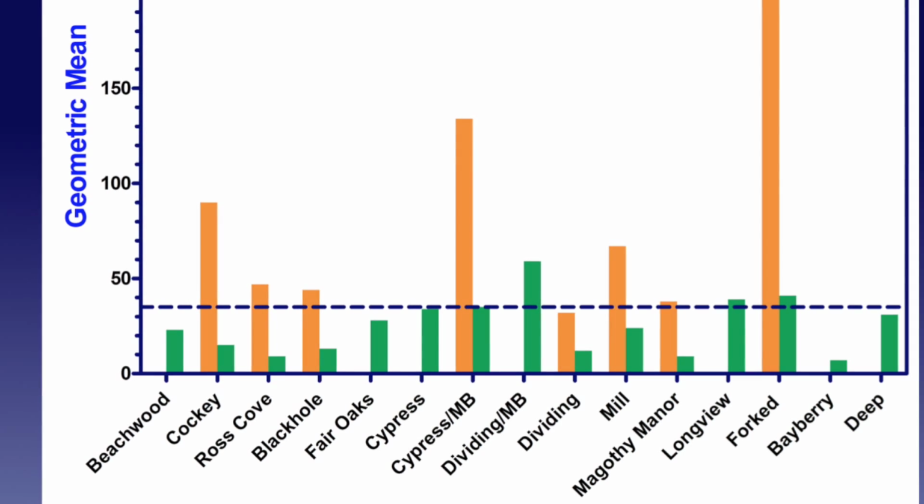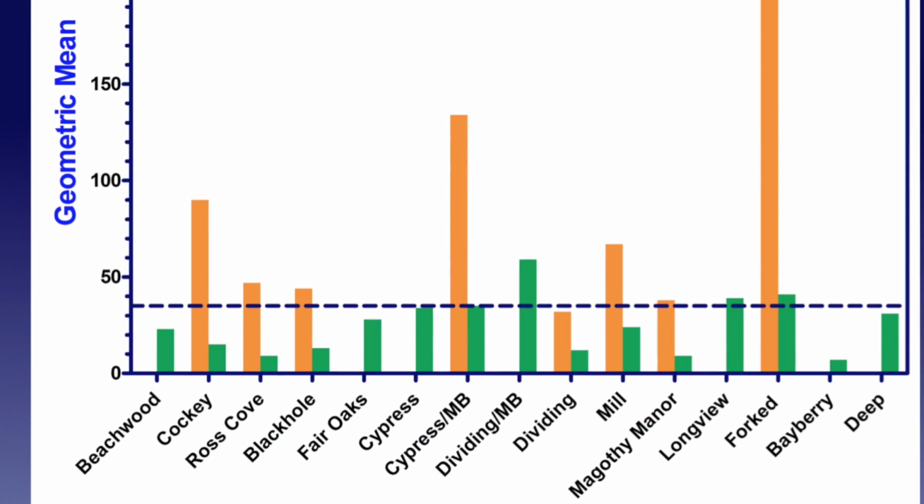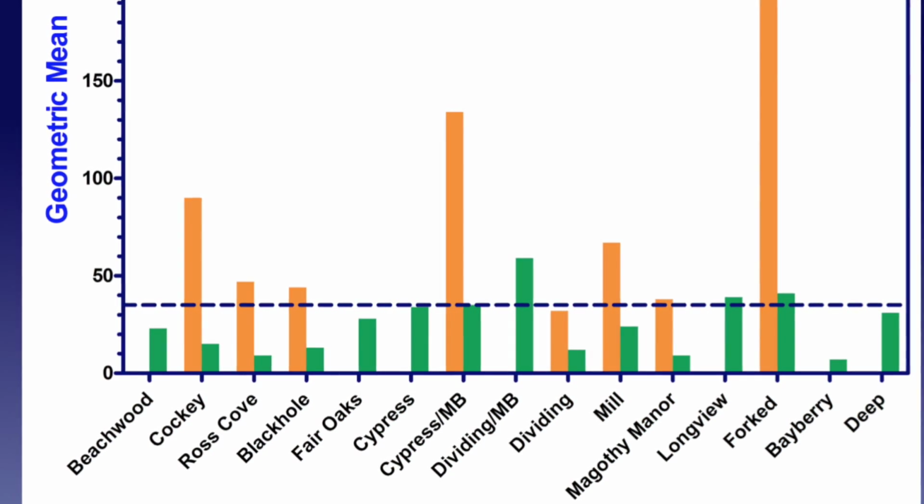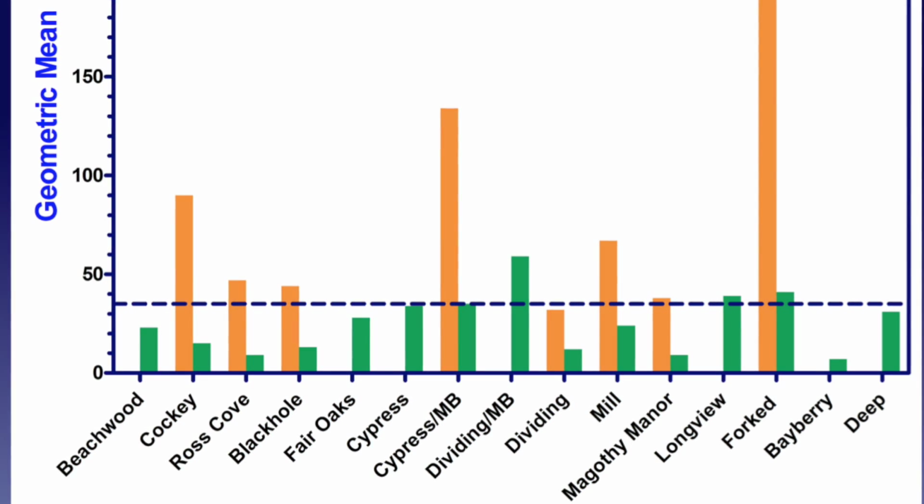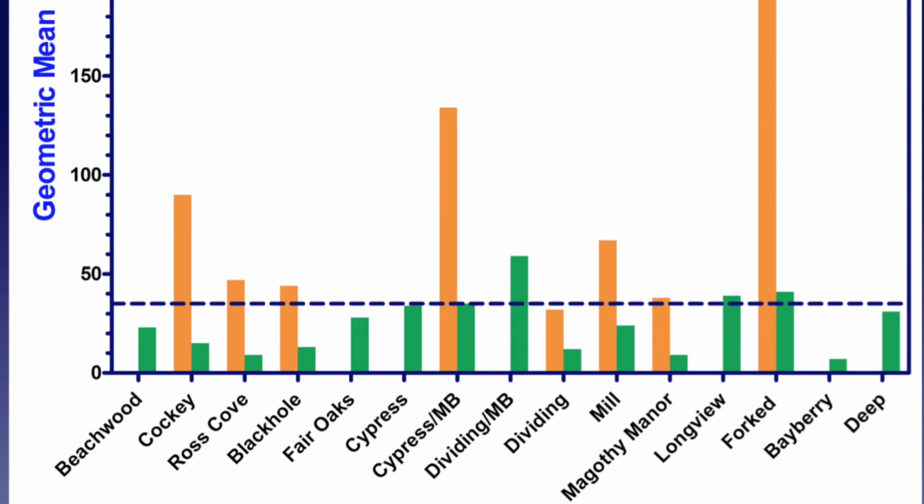So that's true for Beechwood, Fair Oaks, Cypress, Bayberry, and Deep Creek. Those happen to be the ones we were sampling on the alternate weeks, and they just happen to be ones that never were sampled within 48 hours of a rain.